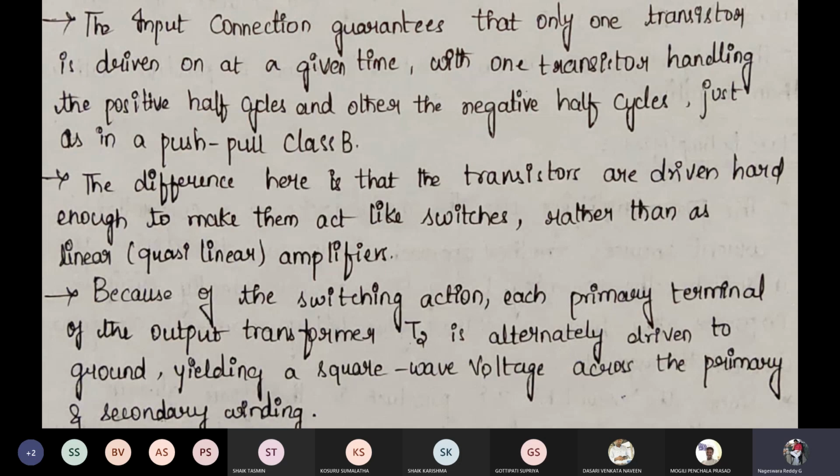So because of the switching action, each primary terminal of the output transformer T2 is alternatively driven to ground, yielding a square wave voltage across the primary and secondary winding.